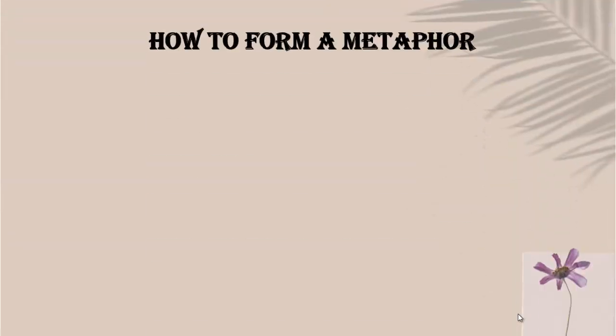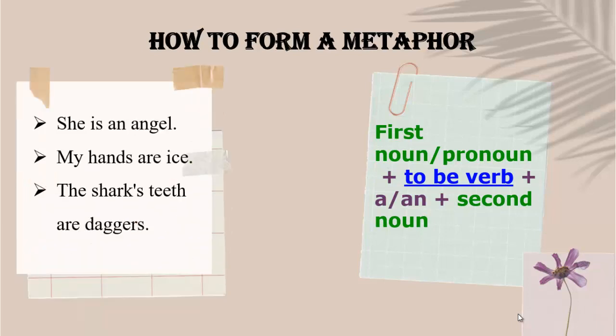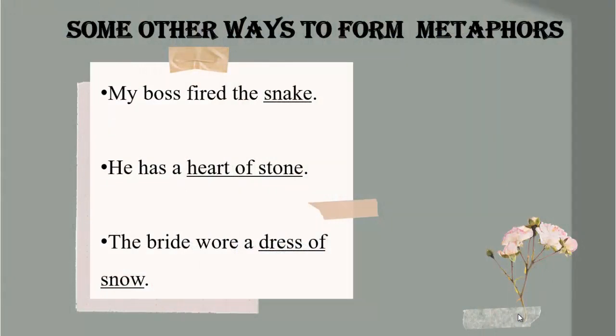How to form a metaphor? The simplest way to make a metaphor is to use this pattern. First, you will use a noun or pronoun, then the be form of the verb, for example, is, am, was, were, etc., then any article, if the noun after it is a countable and singular one, and then your second noun. For example, she is an angel, my hands are eyes, the shark's teeth are daggers. Since the shark's teeth are quite sharp, that's why they have been directly called daggers. But not all metaphors are written in this simple pattern.